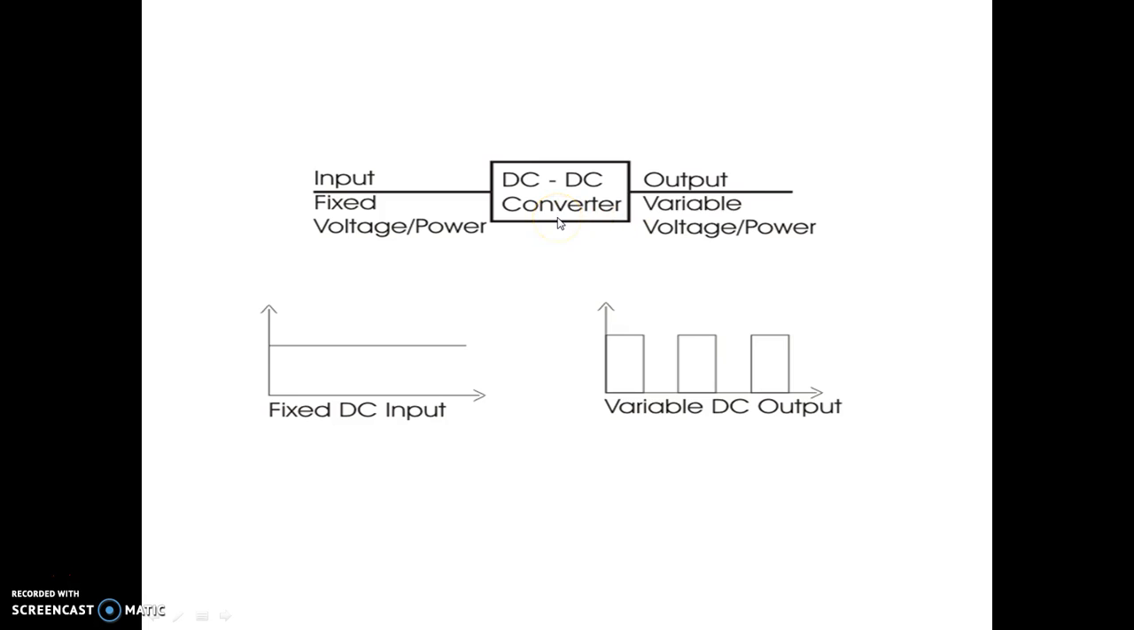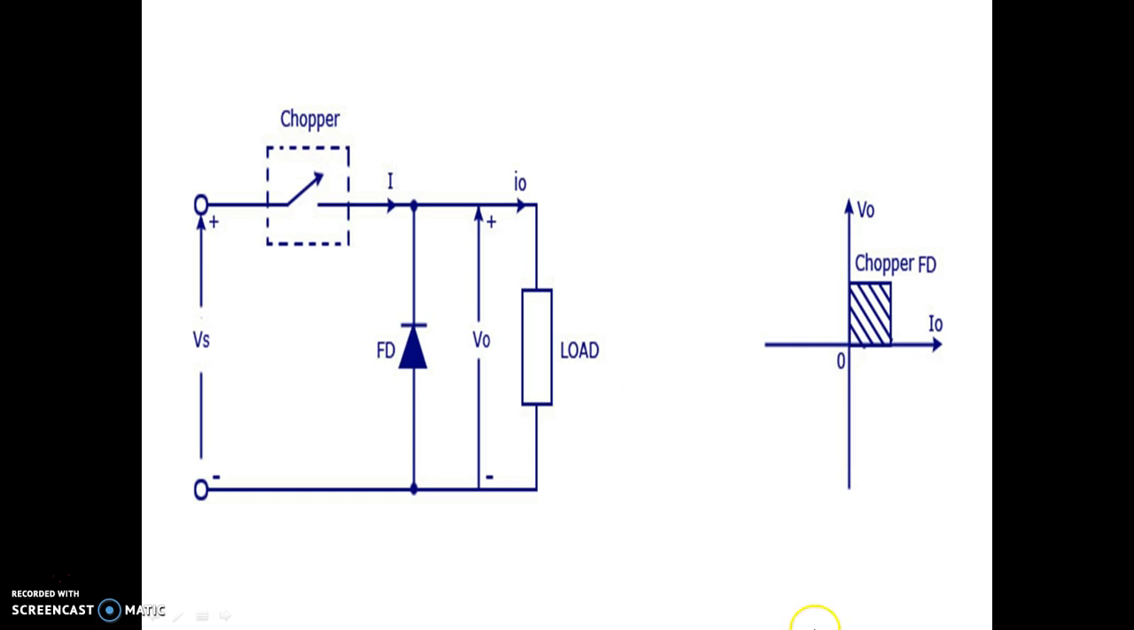As we said, a chopper is a switching device. So whenever the switch is in closed condition, the output voltage becomes very high, whereas when the switch is in open condition, the output voltage is minimum. Therefore, the output voltage varies from high level to low level, so we are getting variable DC output voltage.